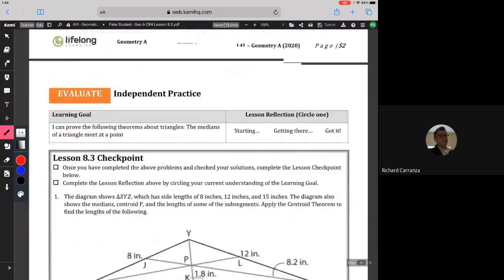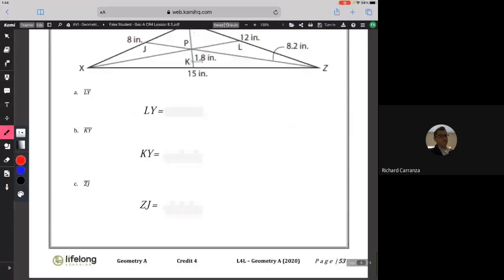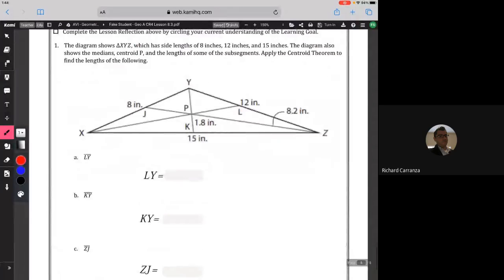All right, so let's go ahead and try to see if we could figure these out. This is page 53. So they already gave you all the numbers, and they're asking for the first one. For A, it says LY. So LY, this is L, and this is Y. By the way, this 12 is this whole side. That's what the 12 means. So if I'm trying to find just this part, what do you think it should be?